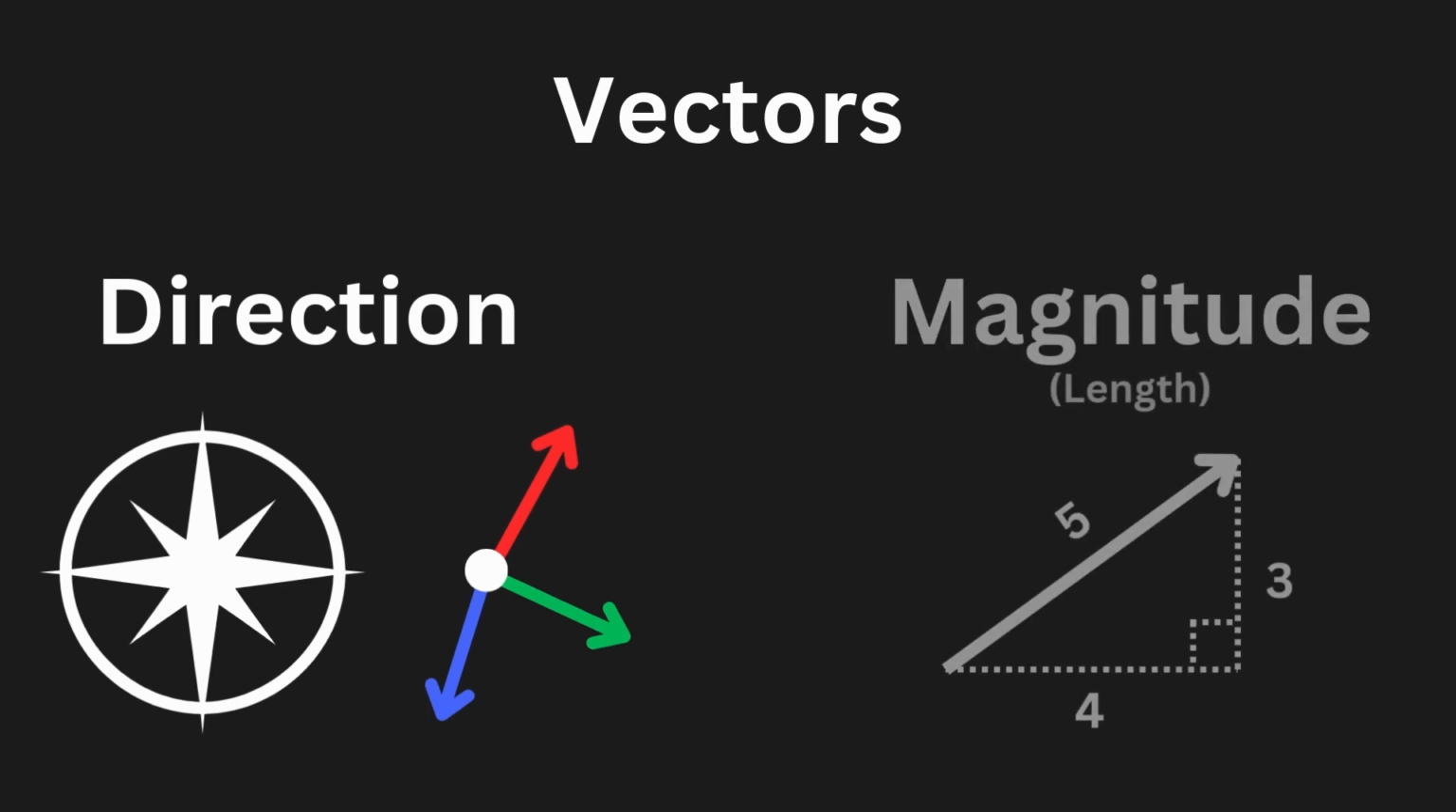The second is magnitude. We can see that this vector has magnitude equal to 5. Also, we can see that this vector has a northeast direction. Our vector is usually an arrow embedded in the coordinate system, so let's spend some time on it.